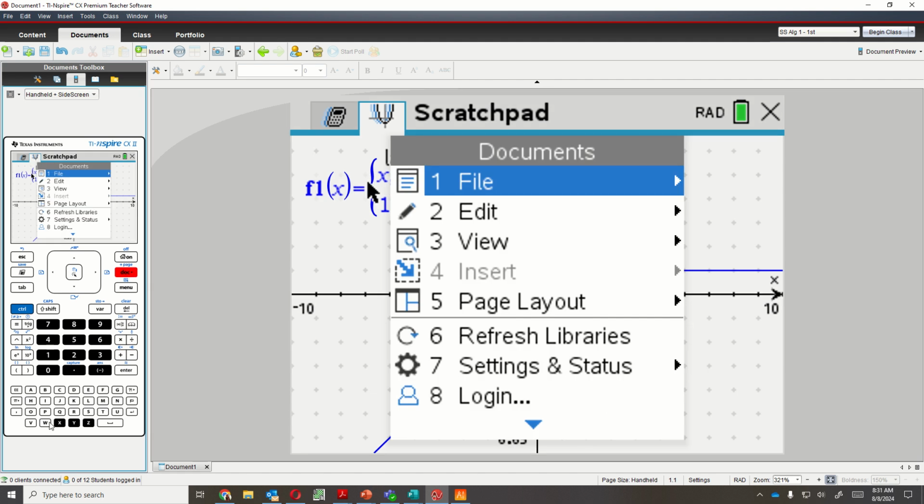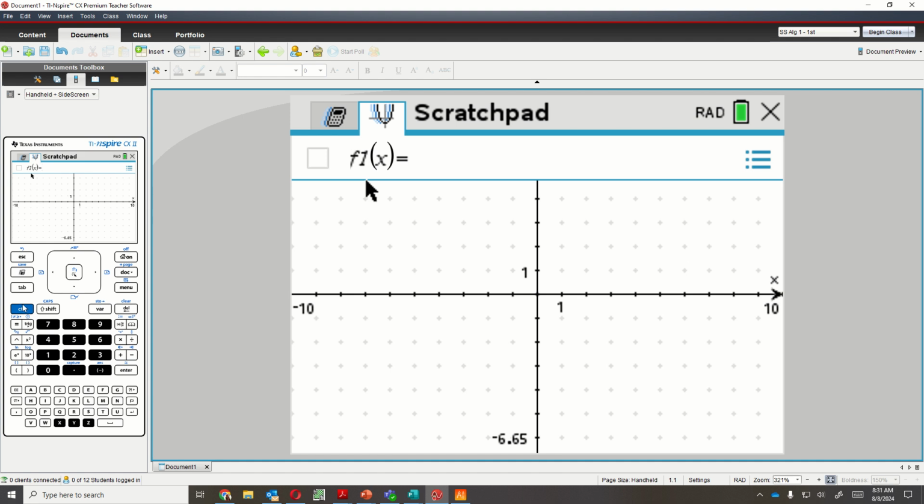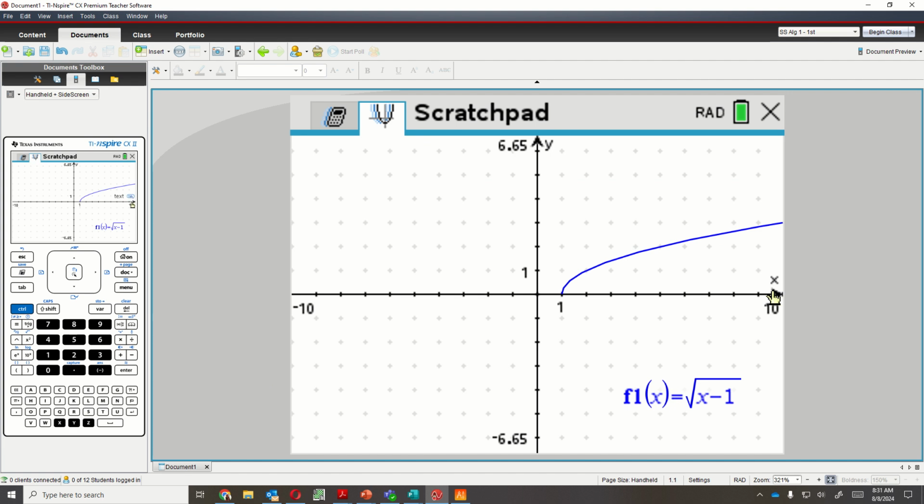I'm going to go doc B again. And I have radical x minus 1. So the limit on this one here, as x approaches from the right, is going to give me what number? 0. Remember, we're looking at the y value. As x approaches 1, my answer is 0. What about the limit from the left-hand side?